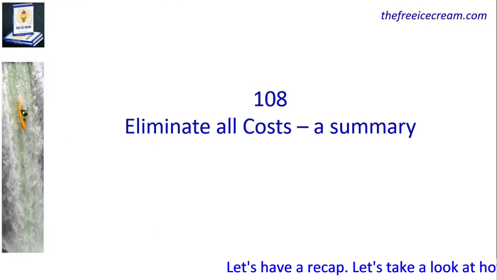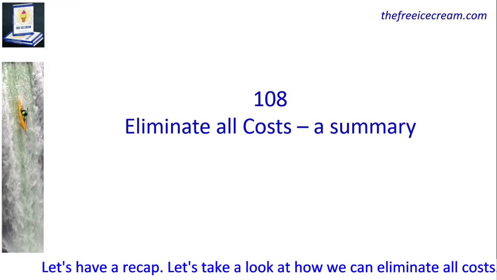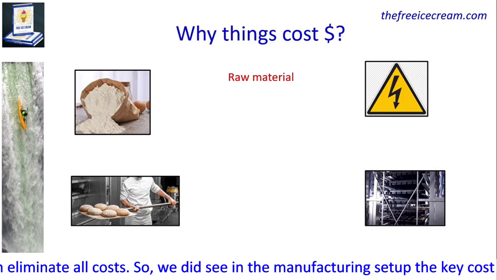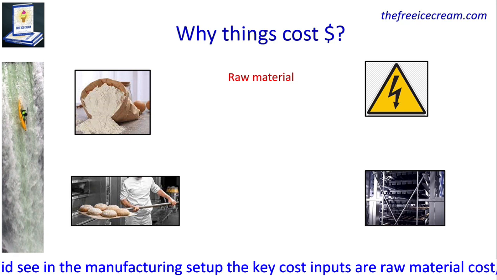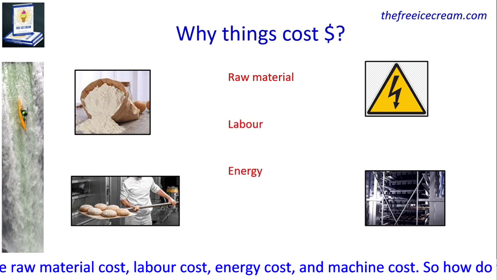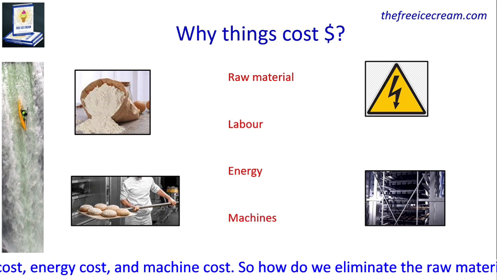Let's have a recap. Let's take a look at how we can eliminate all costs. So we did see in a manufacturing setup, the key cost inputs are raw material cost, the labor cost, energy cost, and machine cost.